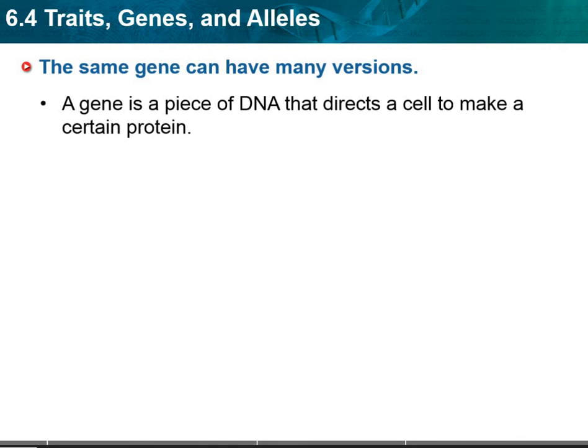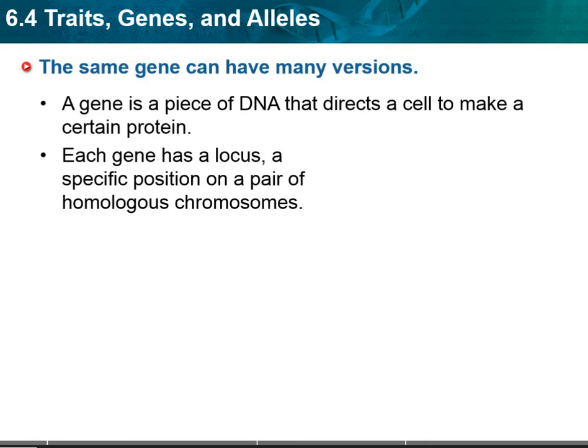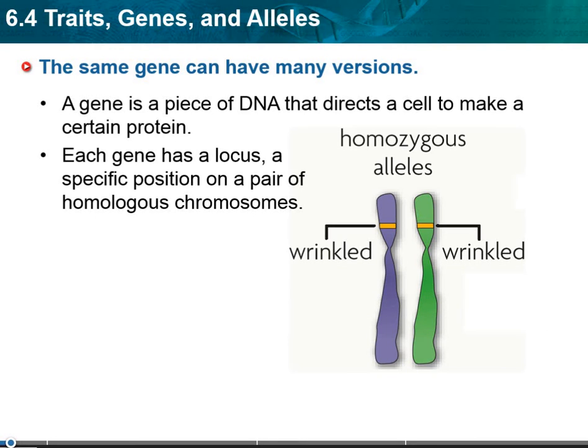So a gene is a piece of DNA that directs a cell to make a certain protein. So it has information saying, here's what needs to be made. Each gene has a locus, or a location, which is going to be a specific position on a pair of homologous chromosomes. So for example, if we're looking at the peas, there's a specific spot telling the plant whether it's going to be wrinkled or smooth for the shape of the pea.